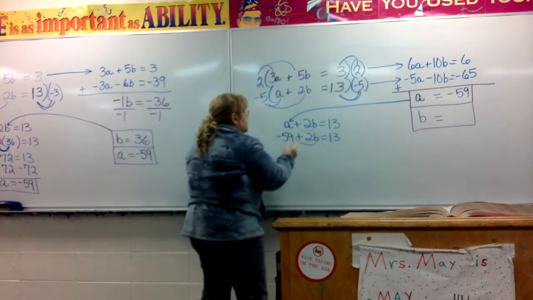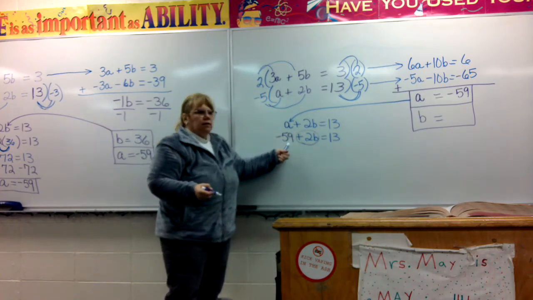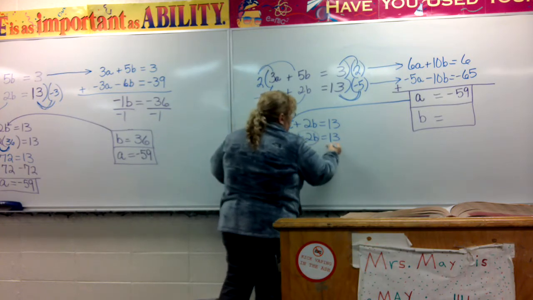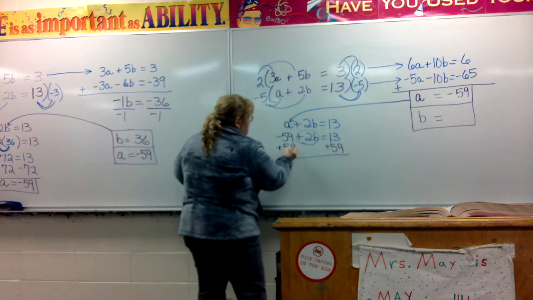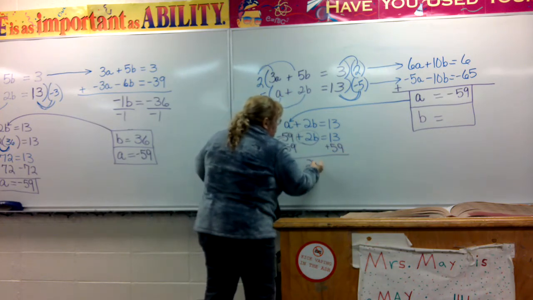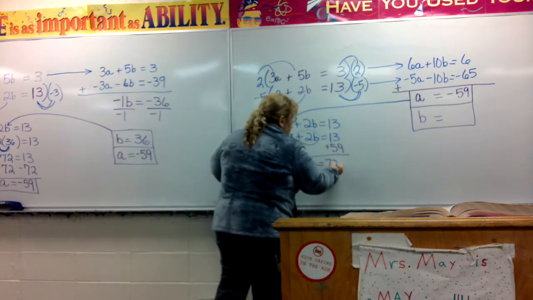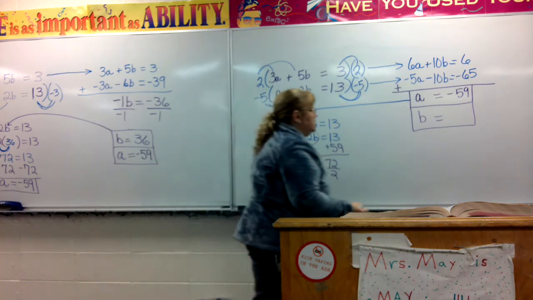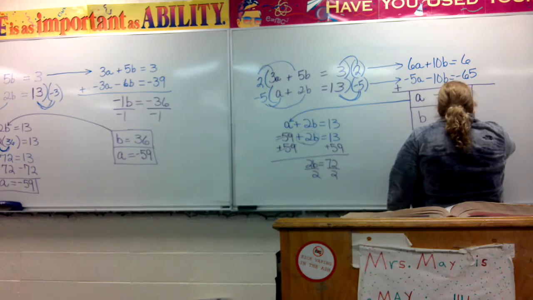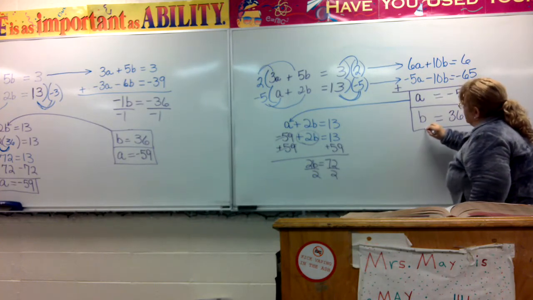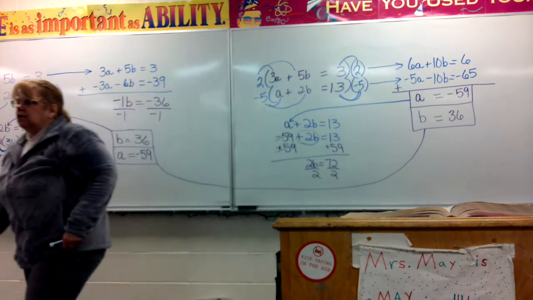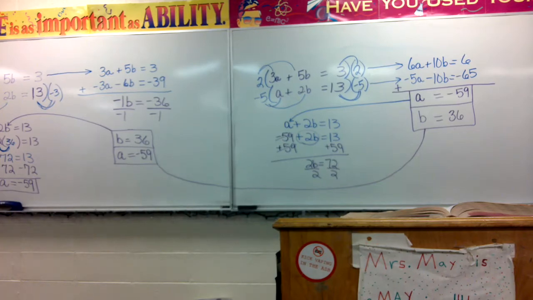I have all the b's together. I need to get rid of what's with it, -59. Add 59. And so that goes away. 2b equals what? 72. What do I do next? Divide by 2. And what do I get for b then? 36. Look at that. What do you notice? Same thing. They're the same exact answer.